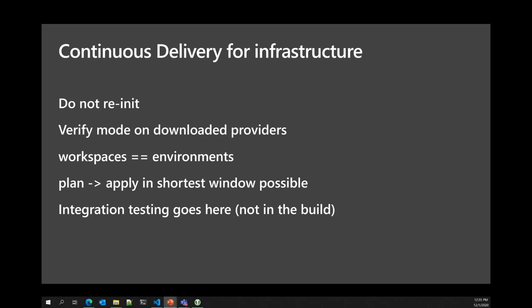And then the last thing about continuous delivery for infrastructure is that integration testing goes into the delivery. It does not go in CI. This may seem obvious, but a lot of people will build integration testing into their CI, into their continuous integration. The problem there is that in order to do integration testing, you need a running environment. And as we talked about at the very beginning, you don't create a running environment until your deployment phase, where you combine the artifact and the configuration.